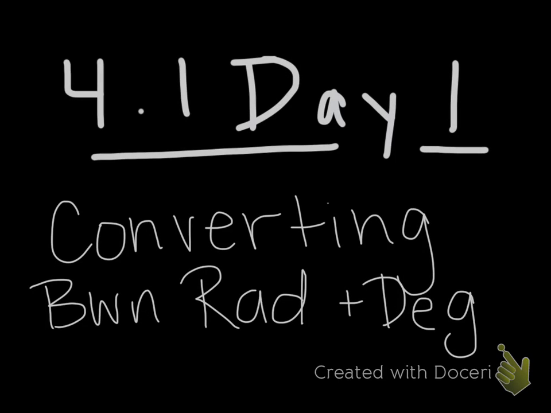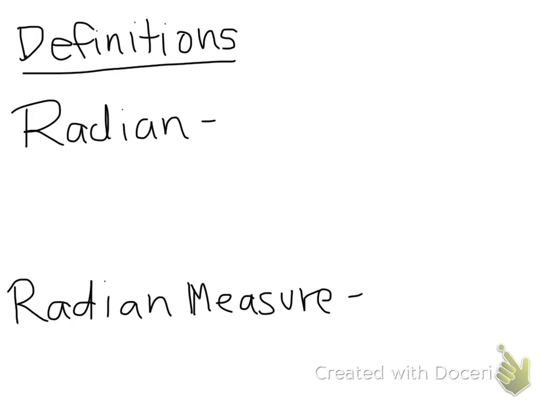Today we're doing section 4.1, day 1, and we're going to discuss how to convert between radians and degrees. This should be a relatively quick lesson because this is something you learn in Algebra 2. In Algebra 2 I gave you an informal definition of a radian. Now we're going to discuss the formal definition of a radian.